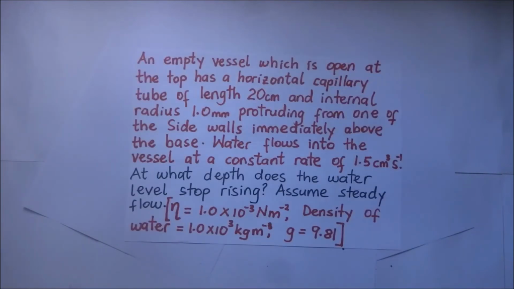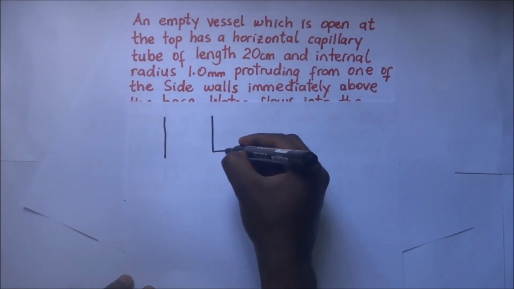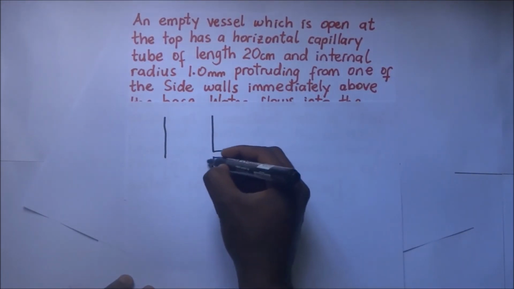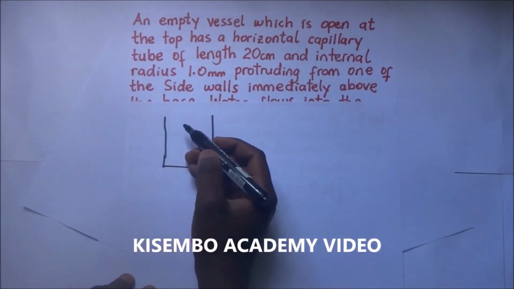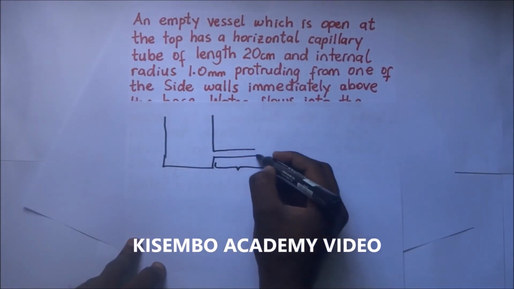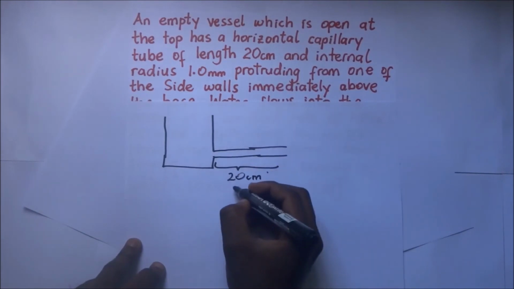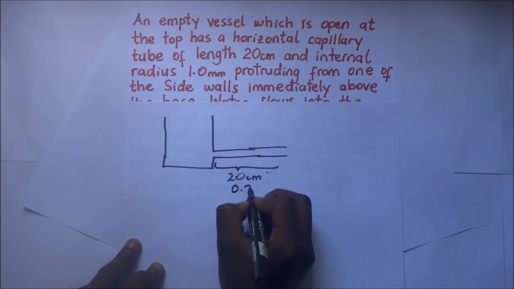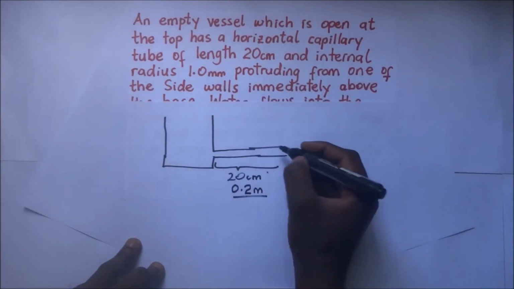An empty vessel which is open at the top has a horizontal capillary tube of 20 centimeters and internal radius of 1 millimeter. So we have an empty vessel right there. The question says that it is having a horizontal tube. It is open at the top right here, and it has a horizontal capillary tube. The horizontal capillary tube here has a certain length of 20 centimeters. Of course, 20 centimeters, we convert that, it's going to become 0.2 meters, and internal radius of 1 millimeter.